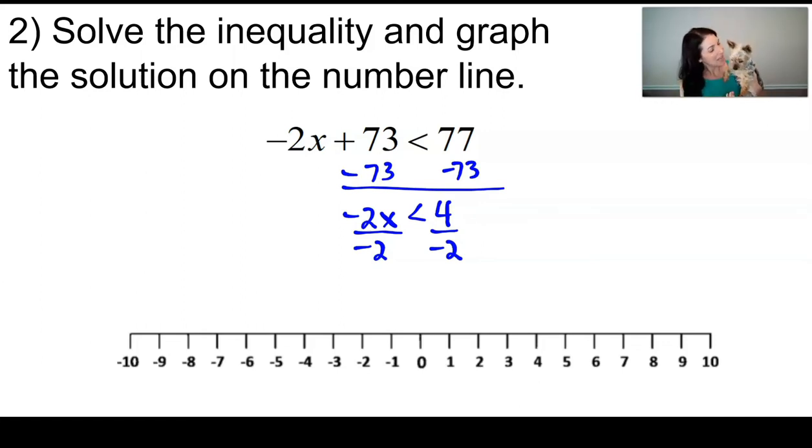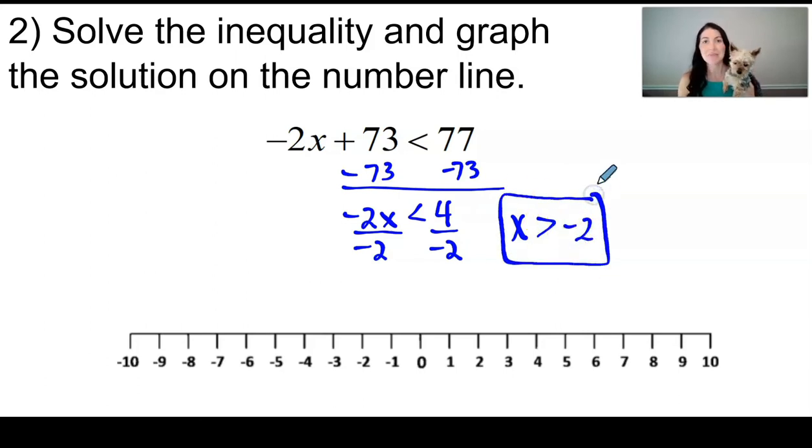All right, Molly, what must we all remember? Oh, if you divide or multiply an inequality by a negative number, we need to, she said, flip that sign. So here the sign is going to flip to x is greater than negative 2, and this is going to be our answer.